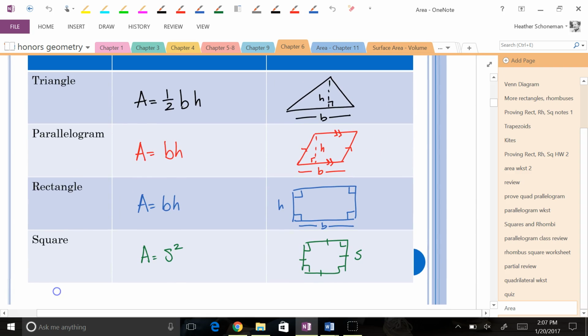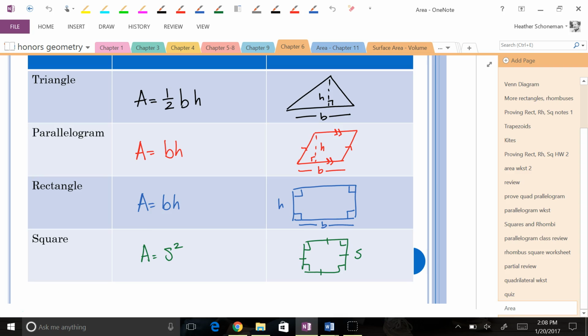These four we did last time. The area of a triangle is 1/2 base times the height, and I've got a picture of a triangle drawn. The base is at the bottom and the height is drawn in with a dashed line. And remember that in any of these figures, the base and the height always form a right angle. So if you do not have a right angle, you do not have the height and the base.